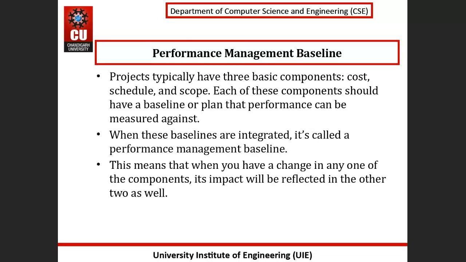And next we have performance management baseline. Projects typically have three basic components. These components are cost, schedule, and scope. These are the basic components of a project. Each of these components should have a baseline or plan: a plan for the cost, a plan for the schedule, a plan for the scope, right? That performance can be measured against.